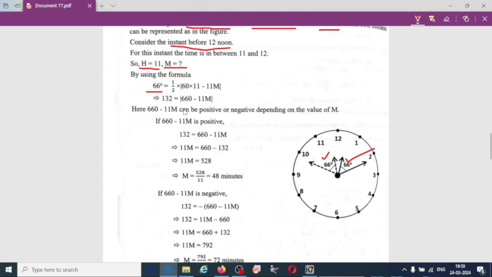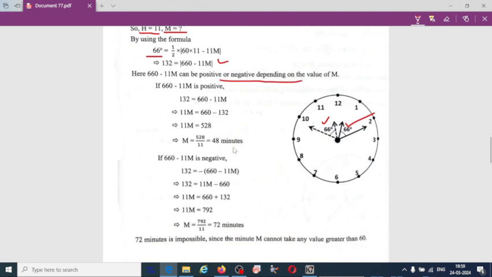So if you do the RHS, that is 660 minus 11 M, it can be positive or negative depending on the value of the minute. So 11 M is equal to 660 minus 132. 11 M is 528. Minute is equal to 528 divided by 11. If you do, you are going to get 48 minutes.